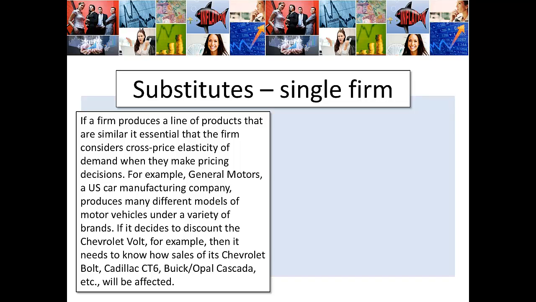So if a firm produces a line of products that are essentially similar, the firm considers the cross price elasticity of demand when they make pricing decisions. For example, General Motors has many different models of motor vehicles under a variety of brands. So if it decides to discount the Volt, for example, it needs to know how sales of the Chevy Bolt, the Cadillac CT6, Buick, etc. will be affected.